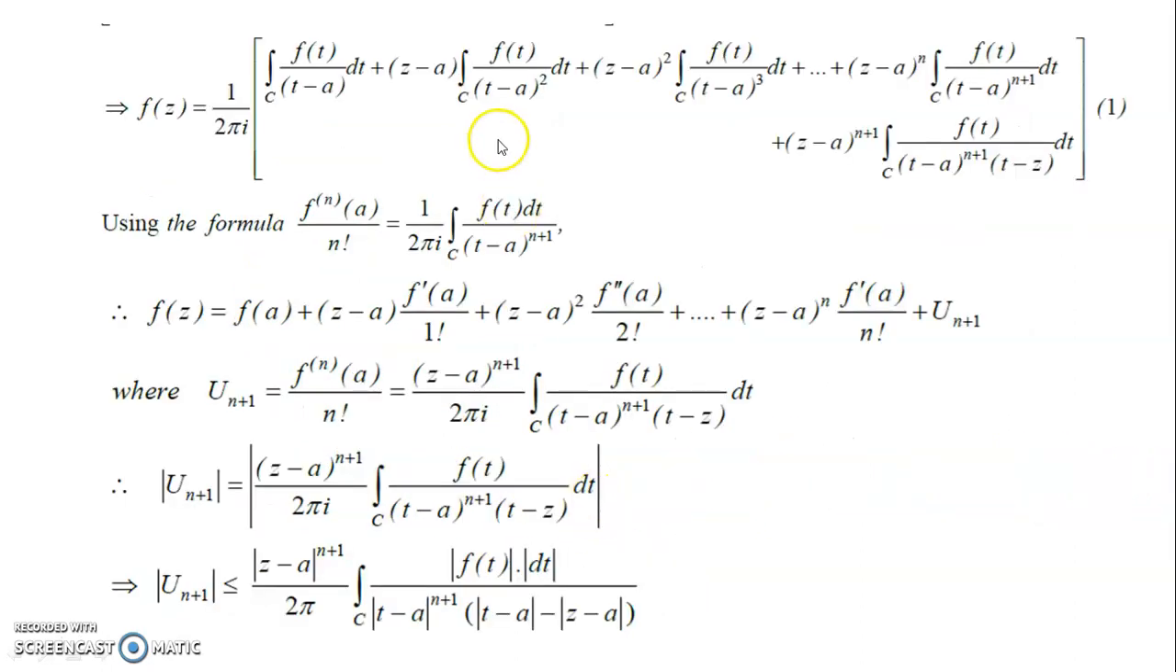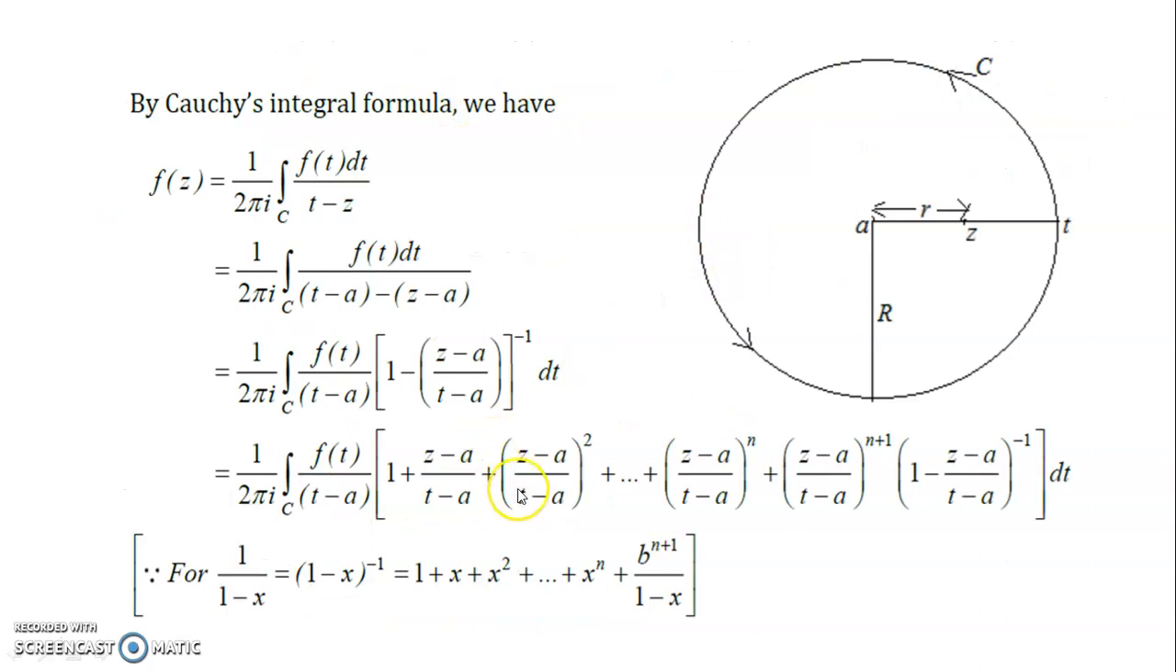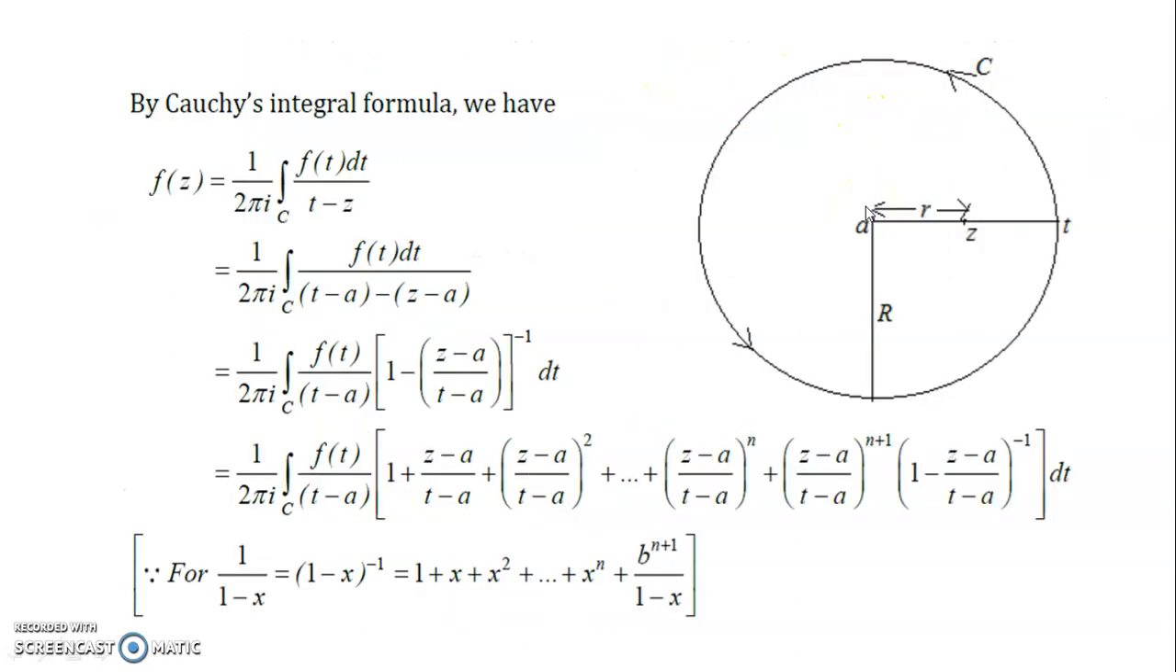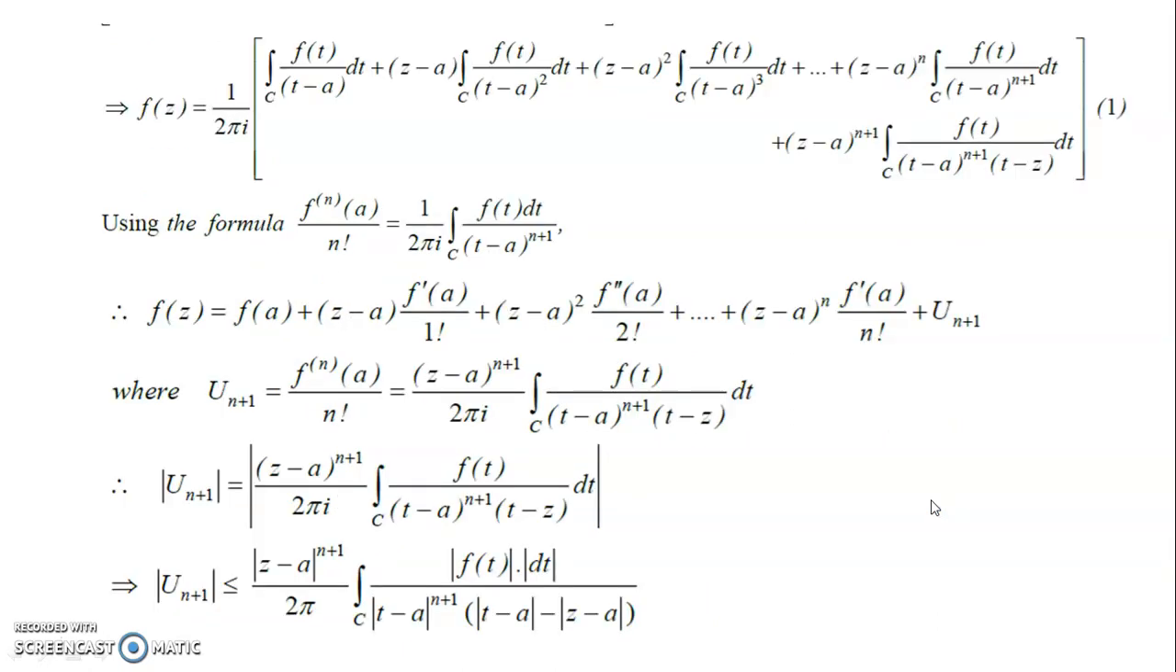The (t − a) terms depend on this integration, so we can put them inside the integral sign, and only (z − a) we can take outside, because it is independent of the integration with respect to t. I am taking it this way. Then we can simplify, with t minus a and minus z plus a, so minus a plus a cancels, and we simplify everything here.